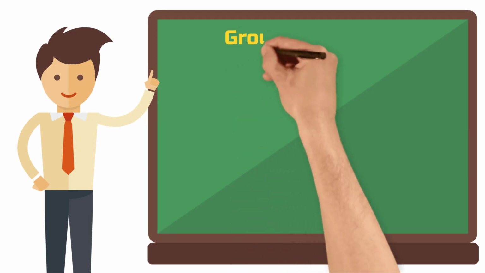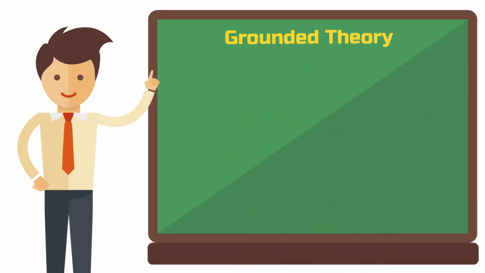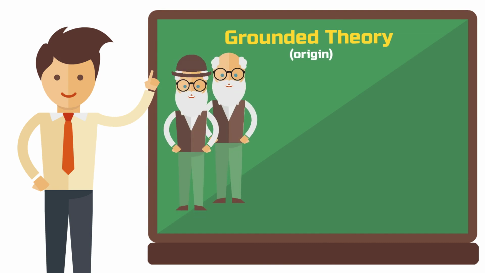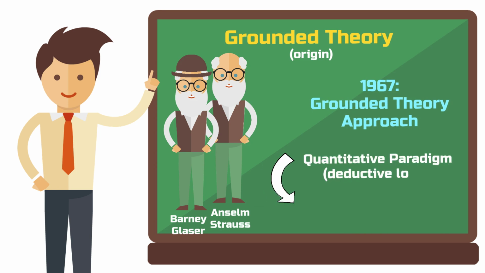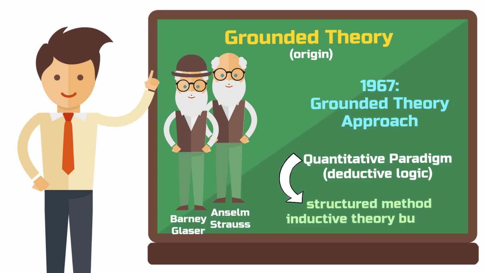To grasp what we mean by theoretical sampling, we need to go back for a minute to the origin of the grounded theory methodology. In the 1960s, sociologists Barney Glaser and Anselm Strauss developed the grounded theory approach together. Their aim was to counter the prevailing quantitative paradigm and its deductive logic with a structured method for inductive theory building based on qualitative data.